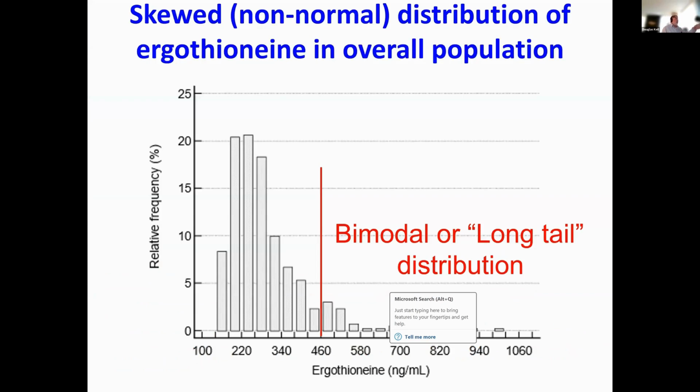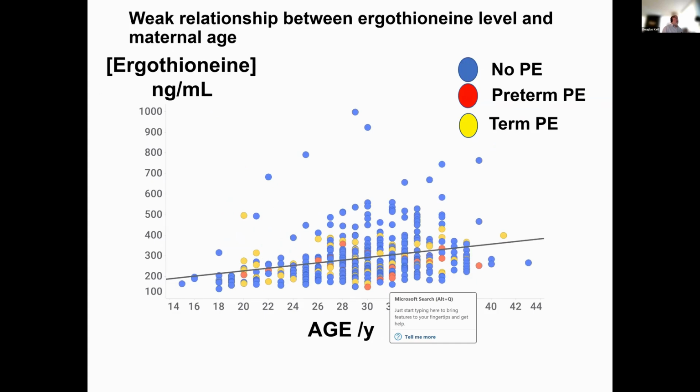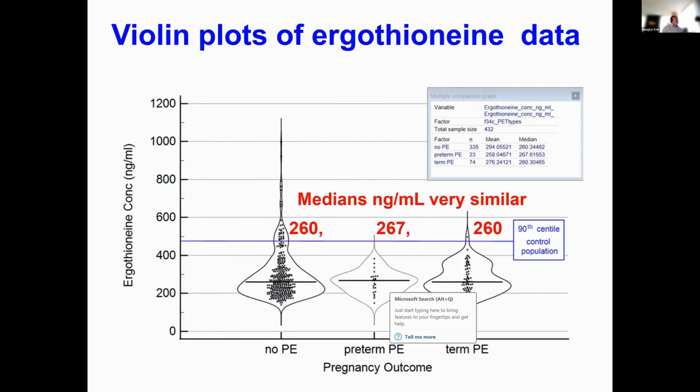And so if you look at the whole distribution of ergothioneine in the population studied, which was 400 and something, you can see that actually it's not really a normal distribution. It's got a long tail, and we'll come back to that because it's important. There was no relationship between ergothioneine and BMI, and there was a weak one with maternal age, but in the positive direction. Obviously, maternal age tends to be more of a predictor of PE when it's going positive, but we're going to see obviously the opposite. So then we ask the question, if we look at the median levels of ergothioneine in the three populations, is there a difference?